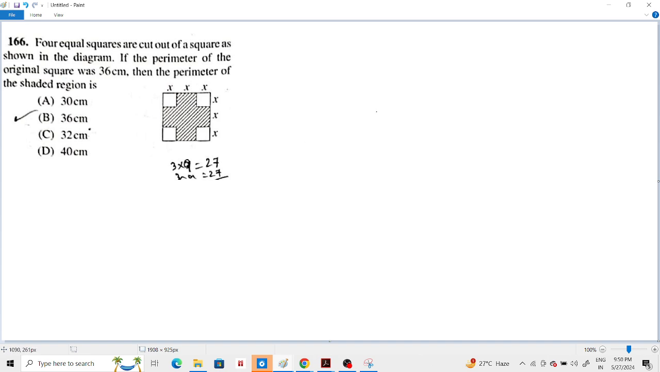Okay. 4 equal squares are cut out of a square, as shown in the diagram. If the perimeter of the original square was 36 centimeter, then what is the perimeter of the shaded region? So equal pieces have been cut off. Equal pieces. Perimeter is 36.